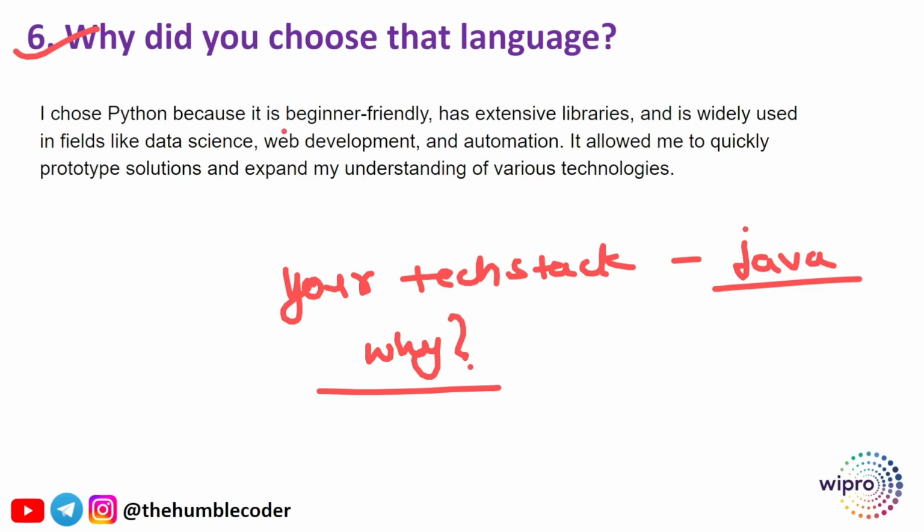I chose Python because it is beginner friendly, it has extensive libraries, and is widely used in fields like data science, web development, automation. It allowed me to quickly prototype solutions and expand my understanding of various technologies. Okay, so you can also answer in this way.